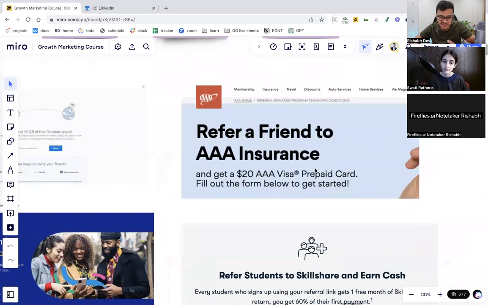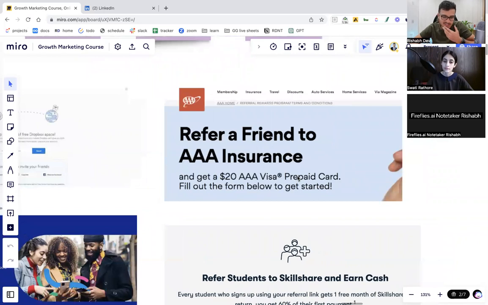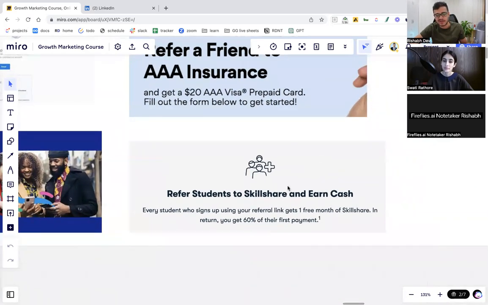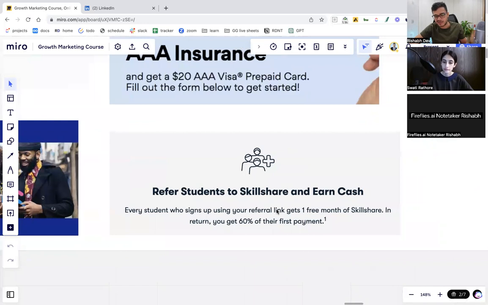Insurance companies: refer a friend to AA Insurance and get a $20 Visa prepaid card. This card comes with $20. So you will also see that money typically works really well as a motivation for referring other people. An example is Skillshare. Skillshare used to actually pay you a fixed X dollars for every student you refer, but now you get 60% of how much they pay Skillshare. So instead of a fixed amount, it's slightly got some dip in there.